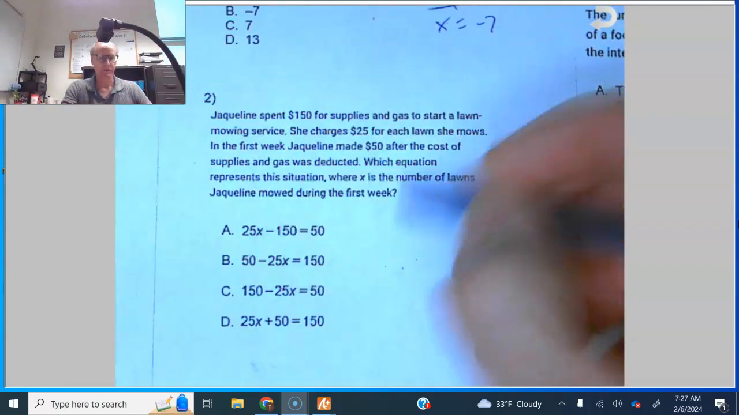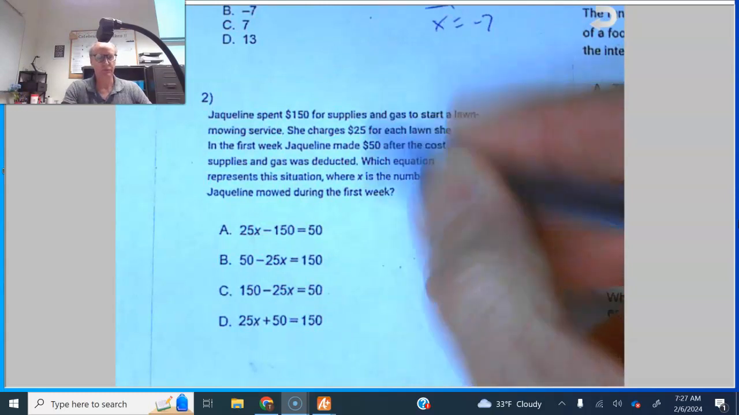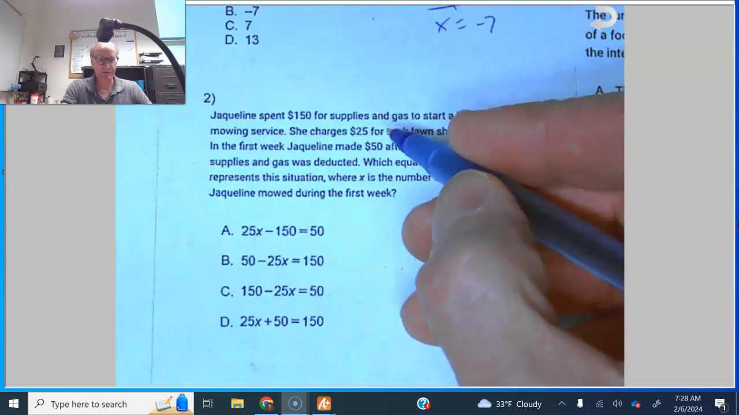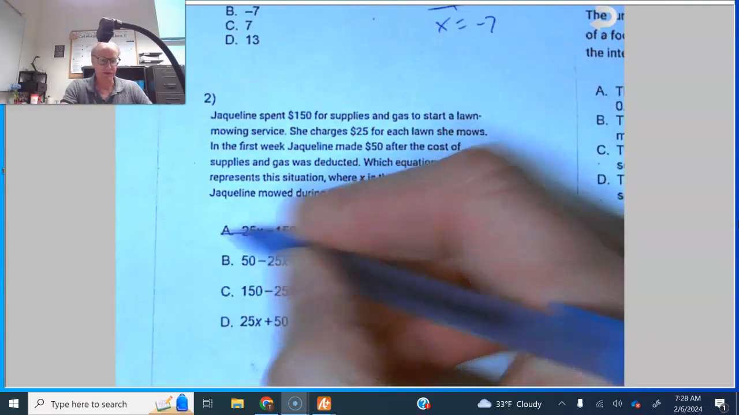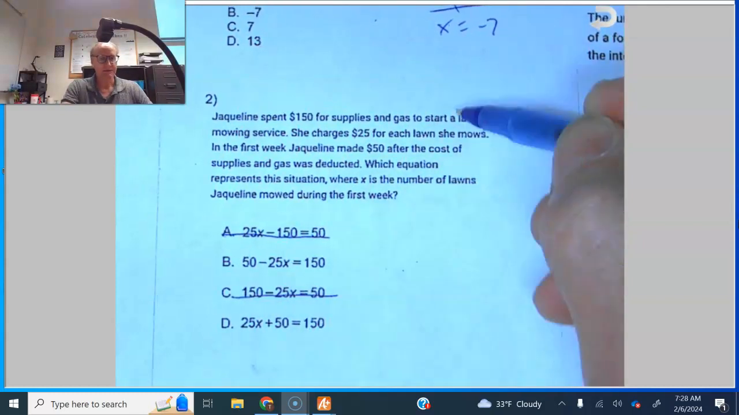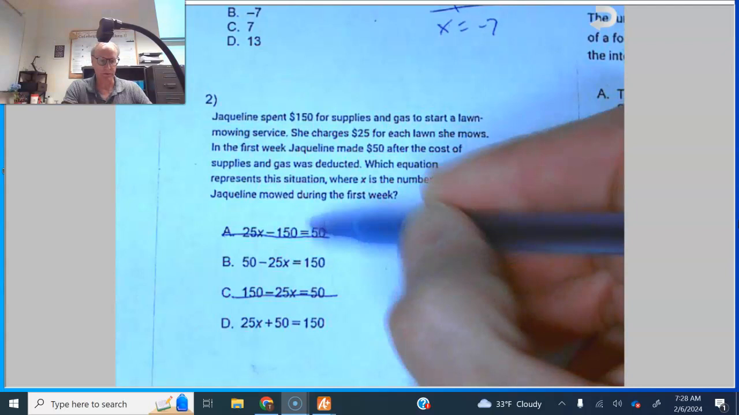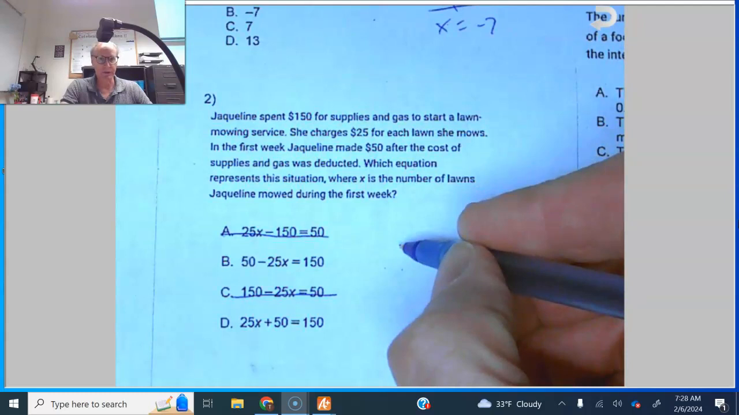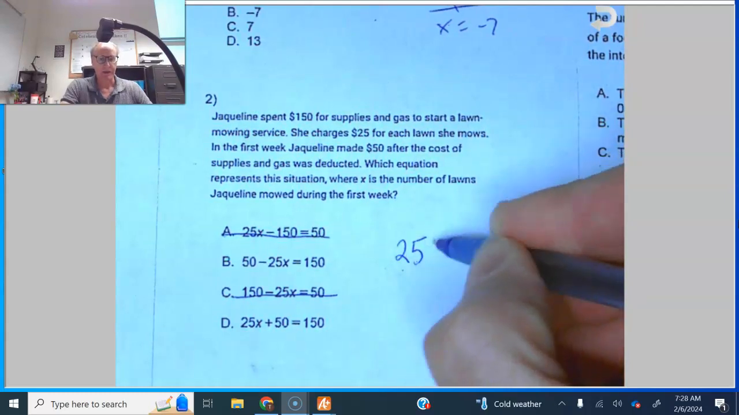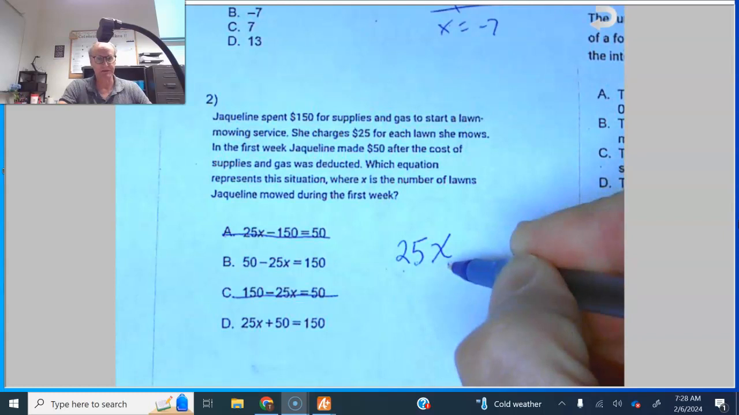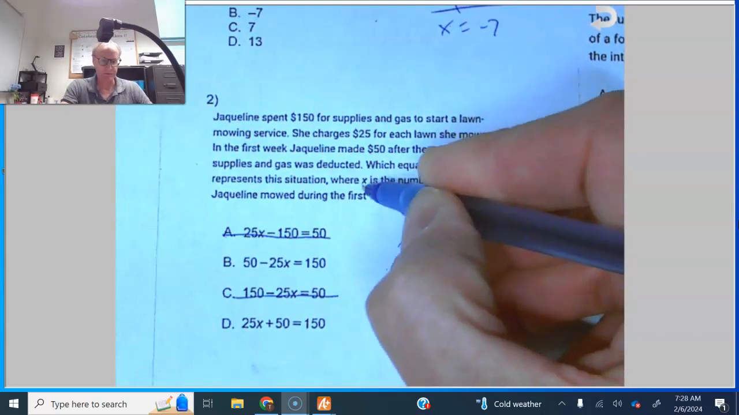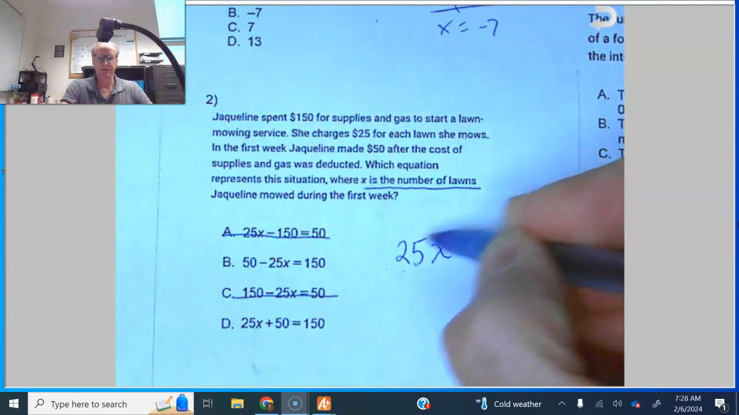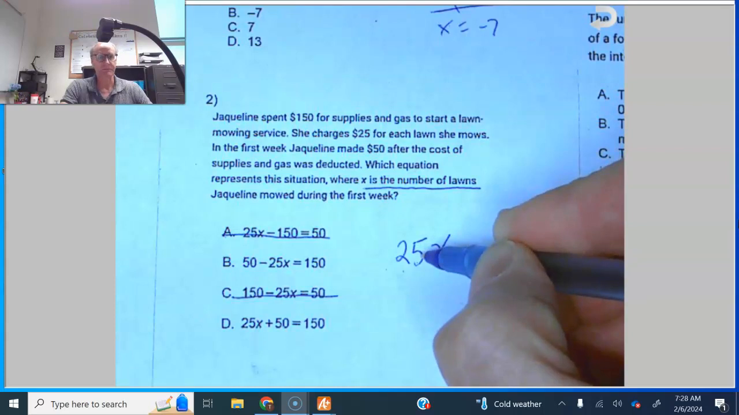Long statement with a really short, probably a shorter answer. Anyway, it says she spent $150 for supplies, so I assume that that's the total amount already. So I could probably eliminate these two. I'm not absolutely sure, but probably. It says that she charges $25 for each lawn she mows. And I'm guessing that x is the number of lawns she mows, and that's what it says right there. So 25 is called the slope. For every lawn she mows, her price goes up $25.